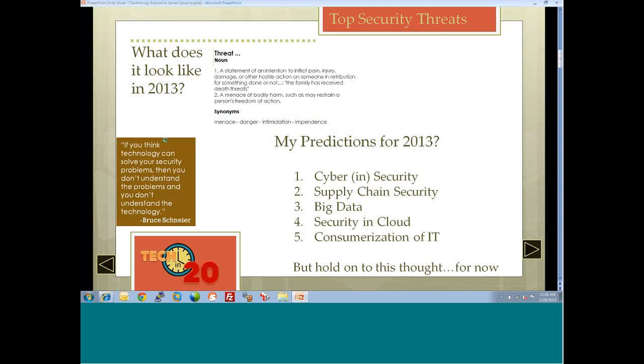On the bottom left-hand side, you see my predictions, and we are going to come and visit those predictions later and discuss a little more in detail as to what I see is going to be the common and most egregious security threats potential in the year 2013.